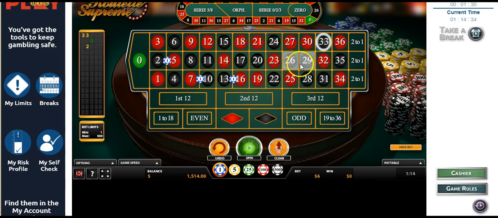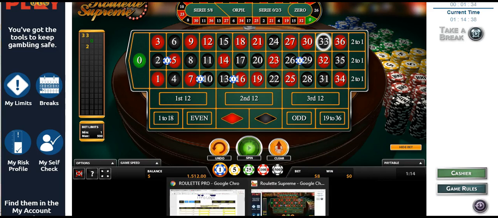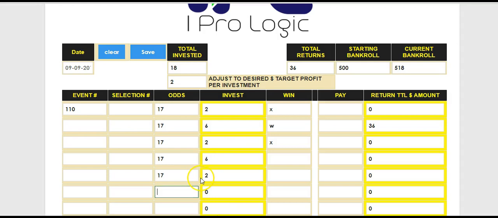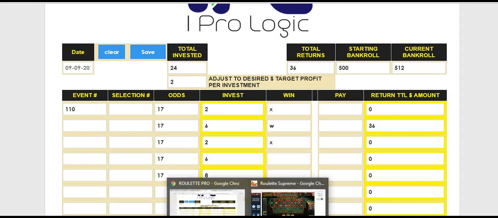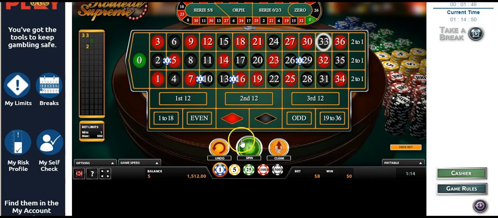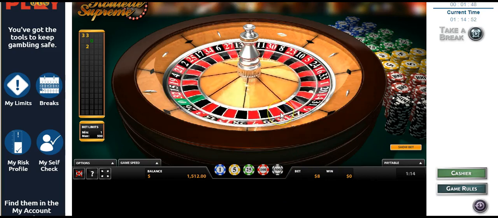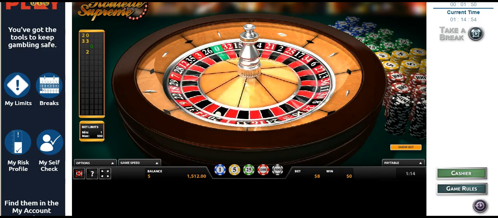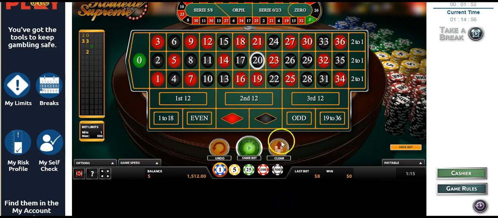Okay, so our next bet is going to be here. So we have to put this into the calculator, right? The total is 8. So this is going to be 8. Okay, and we roll away. And we had a miss. Okay. Let's see what the calculator says here.